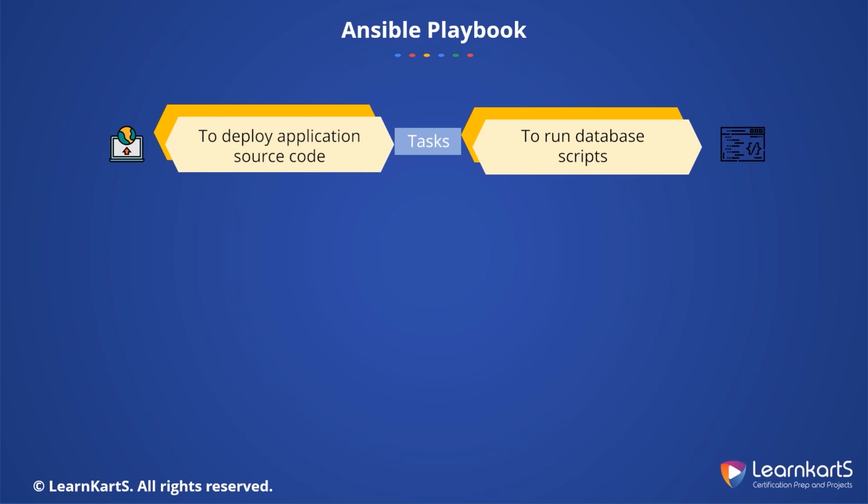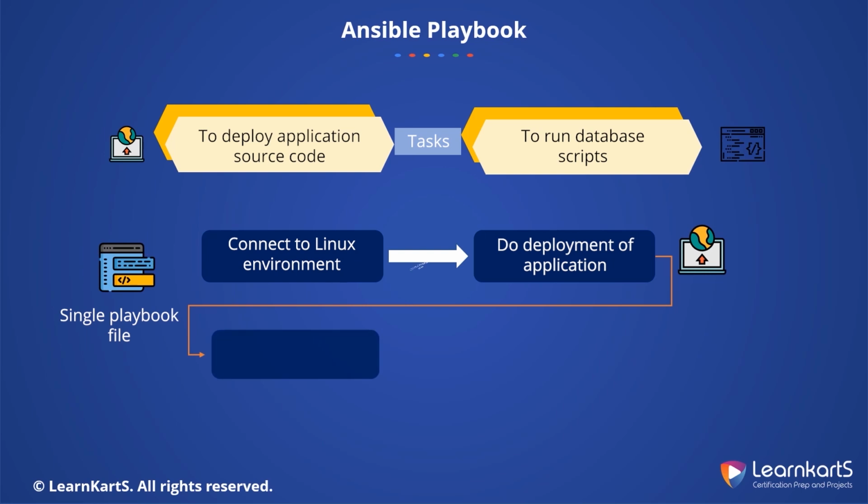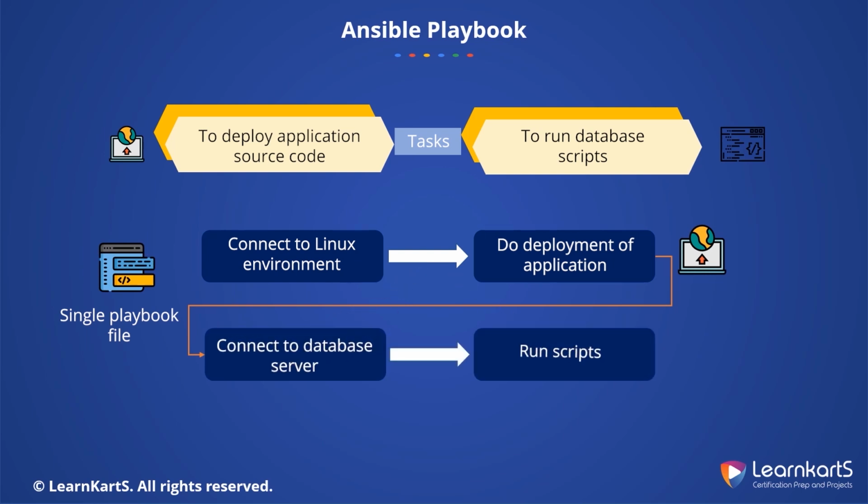So the things are pretty clear about what you want to achieve here. In this scenario, we are trying to set up the following: we will first connect to a particular Linux environment and do the deployment of the application, and then we will connect to a database server and run a couple of SQL scripts. When you have these kinds of requirements, it helps you to have a segregation, a differentiation, because it really helps you to see how the different kinds of configurations can be performed.